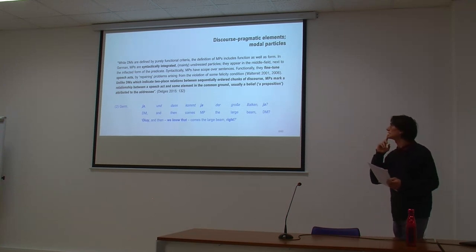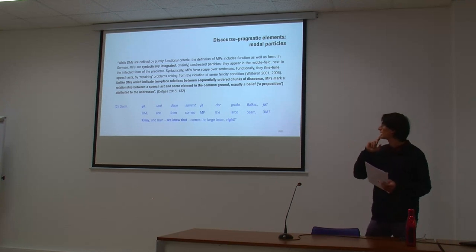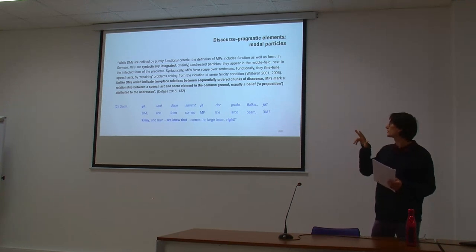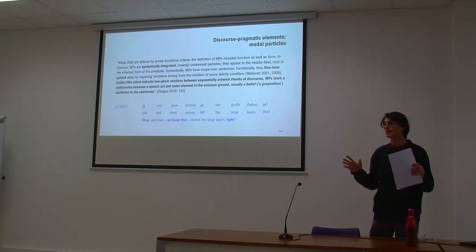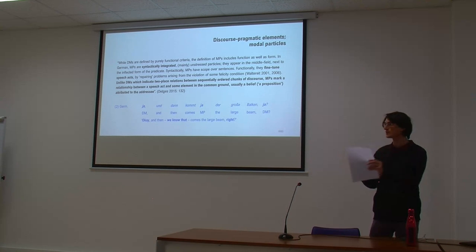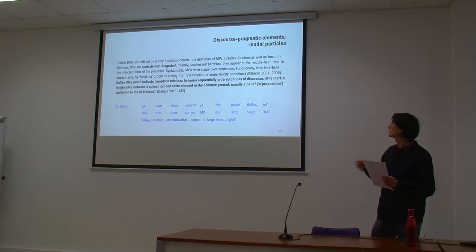We can see it in example 2 in German, where there are three different occurrences of the particle ja, which can be used both as a discourse marker and as a modal particle. The first one and the last one are discourse markers. They basically have the function of introducing and closing the utterance, while the one in the middle, which is close to the main verb, is a modal particle and can be translated with something like "we know that."